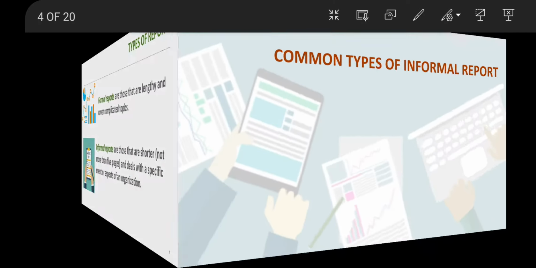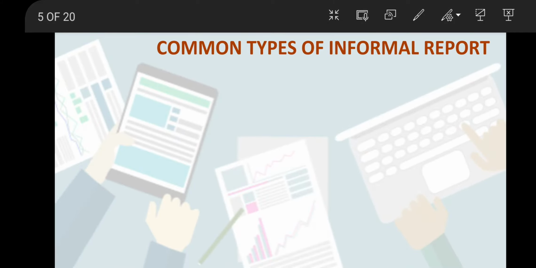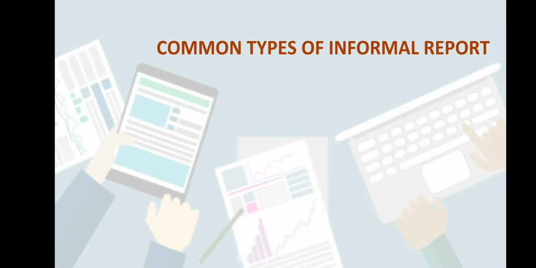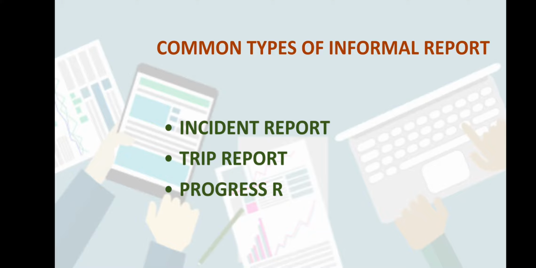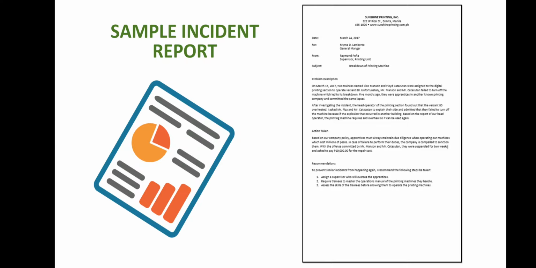So let us proceed with the common types of informal report. So for the common types of informal report, we have first the incident report, trip report, and progress report. So let's see the sample incident report here. I'll just upload the file so you could see it closely. So this is a sample of incident informal report.